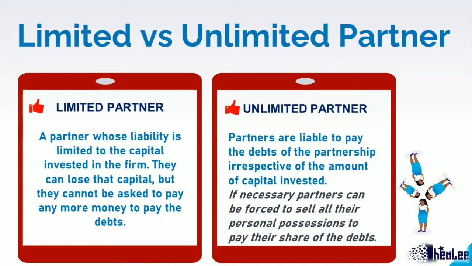All right. So that is basically limited and unlimited partner. The limited partner can lose the amount of capital that they have contributed, but any excess that should be paid to cover the debt would not exceed the amount of capital that they contributed. While the unlimited partners are liable to clear off the debts of the business. However, if they are unable to, based on what they have in the business, then they may be forced to sell their personal assets in order to cover that debt. Okay?